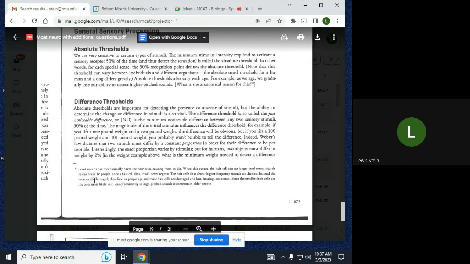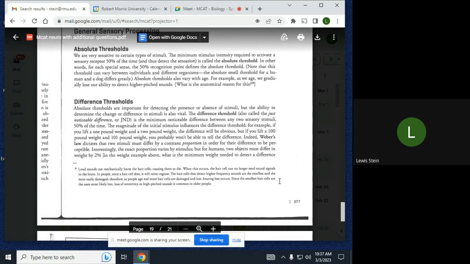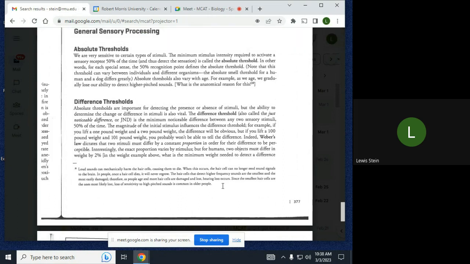Once a hair cell is harmed, loud sounds mechanically harm hair cells, and they don't grow back. This is the nugget. The hair cells that detect higher frequency sounds are the smallest, most easily damaged. So it has to do with certain kinds of sounds as well. I didn't see this particular article. High-pitched sound loss is common, so it has to do with hair cells. The other thing, and you remember this from auditory, is prolonged exposure to high decibel levels. It's particularly damaging. So it's that deafness nugget that you hear so frequently.